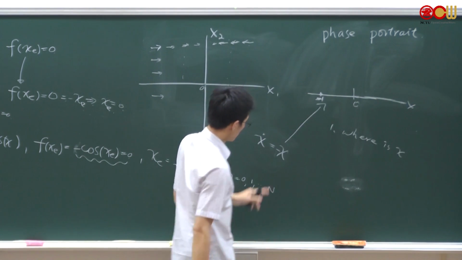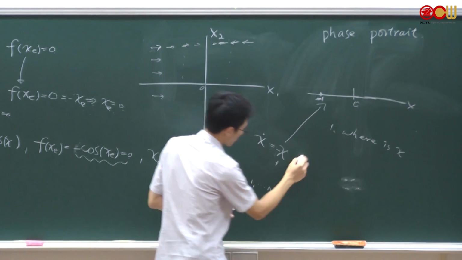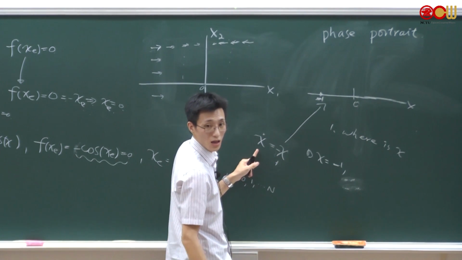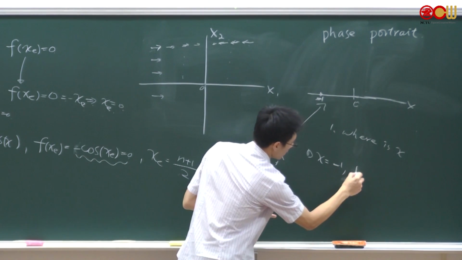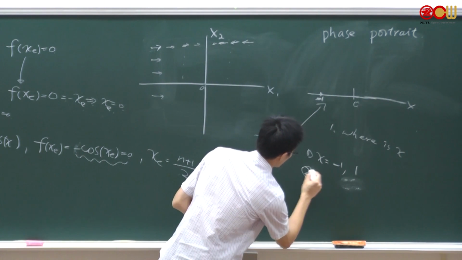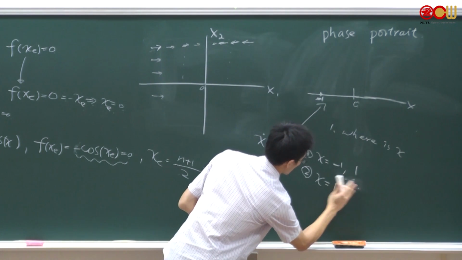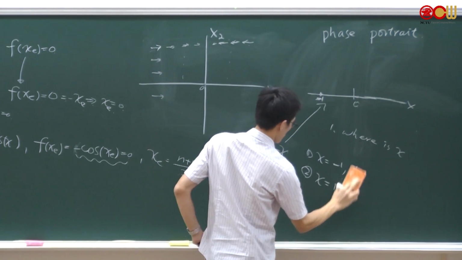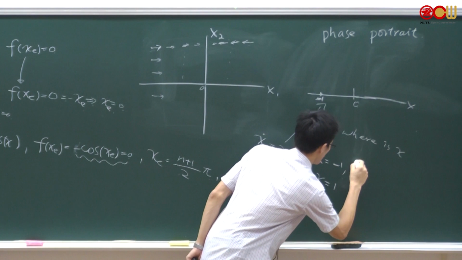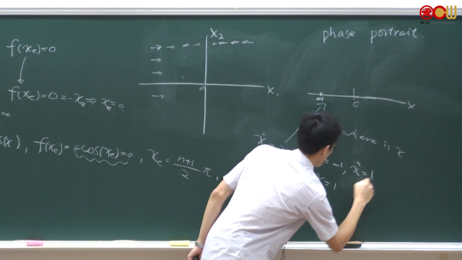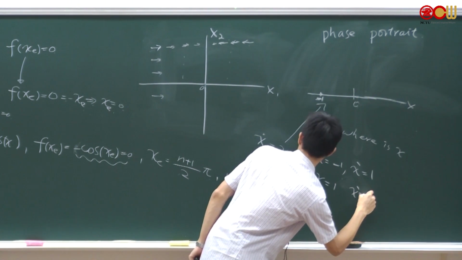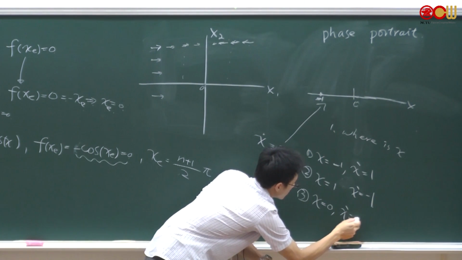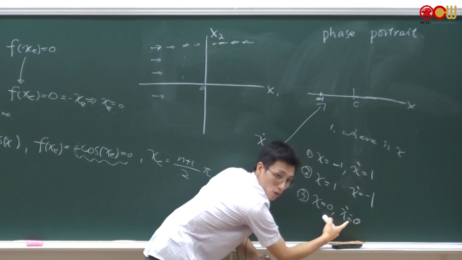Okay. So given x is minus 1, what is x dot? 1, right? How about x is 1? X equal to 0, x dot will be 0. And this is the equilibrium point.